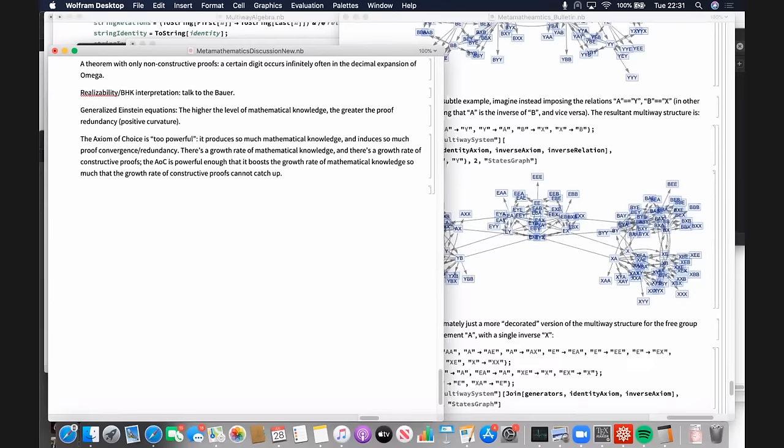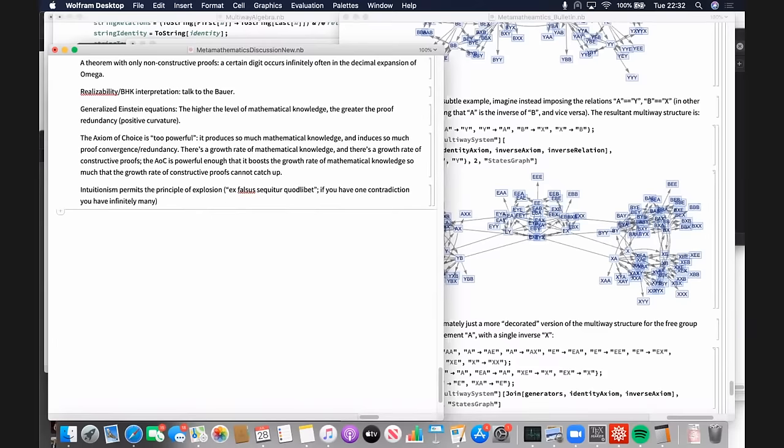permits the principle of explosion. What's that? If you have one contradiction, you have infinitely many. Ex falso quodlibet, I think is the fancy term. That's the claim that false implies anything. It's not totally stupid; that's the definition of a contradiction in classical non-constructivist logic. Fair enough. Other constructivist mathematics do not permit it. That's one example; intuitionism is a brand of constructivist mathematics.